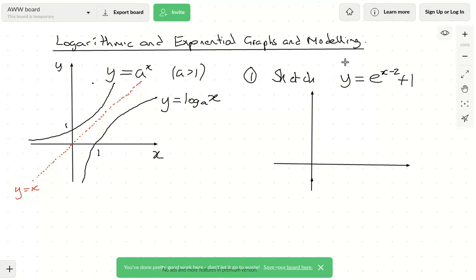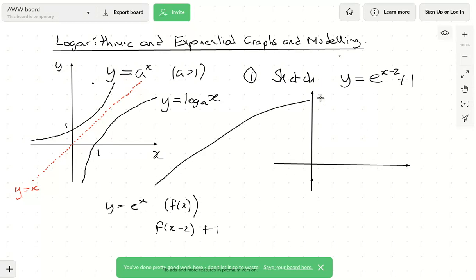Essentially, if we think of e to the x as your f of x, how has it changed? Well, it's become f of x minus 2 and then add 1 on the end. That's how we get from e to the x all the way over to e to the x minus 2 plus 1. That represents a function transformation where you move it 2 to the right and 1 up. So we just need to move this curve 2 to the right and 1 up. It's difficult to show that, but what we could do is give the new y-intercept.